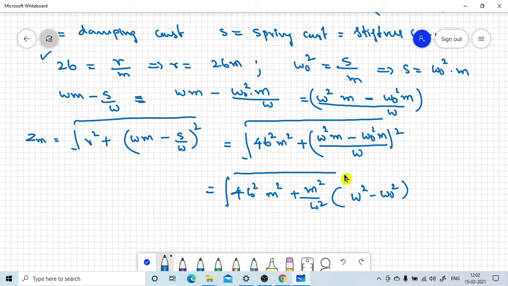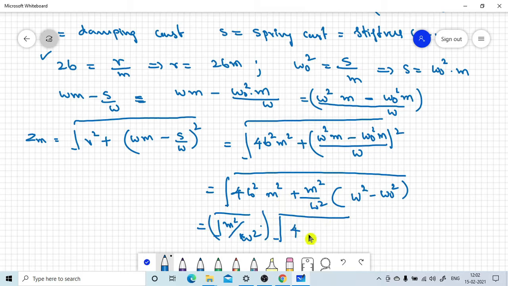So the square root is available here. Now I am taking out m square by omega square. That is equal to m square by omega square, which in terms of roots, I am taking m square by omega square into the remaining term. If I take out the common omega square, we get the multiplication 4b square omega square plus omega square minus omega naught square. So this is the square and this root and square terms will cancel.